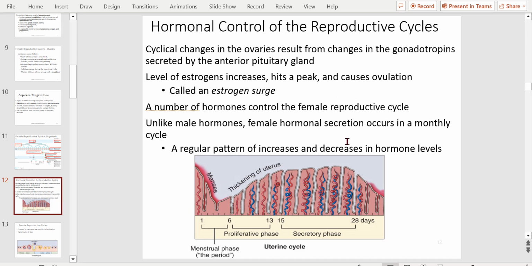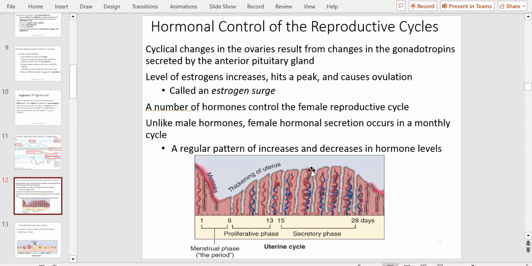Okay, a number of hormones control the female reproductive cycle, and unlike male hormones, female hormonal secretion occurs in a monthly cycle. A regular pattern of increases and decreases in the hormonal level. Okay, this is last month's menses. Okay, blood release. And then the whole process starts again, and then you'll see the lining of the uterus starts to increase and increase with the anticipation of pregnancy.